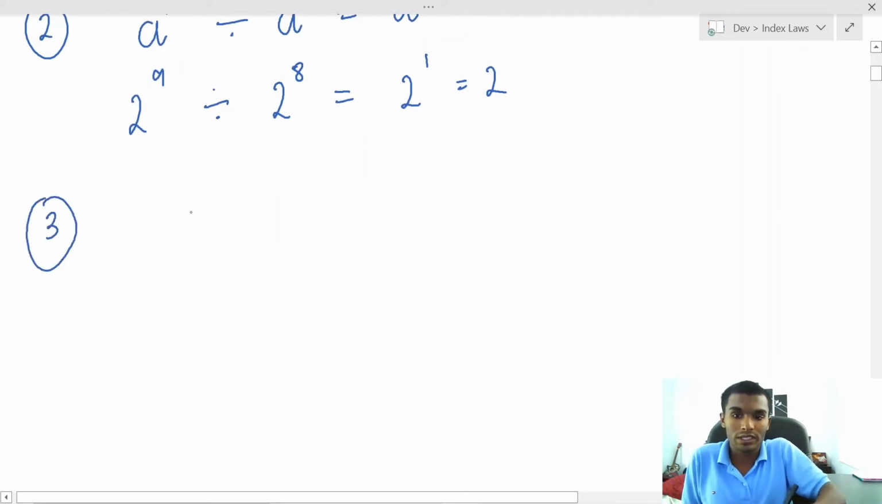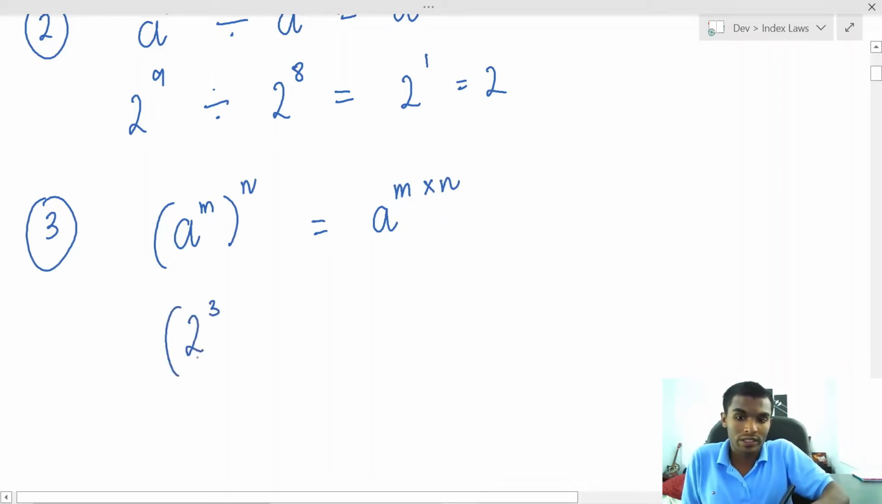The third rule is, if you have a to the power of m and you raise the whole thing to the power of n, it should be a to the power of m times n. For example, 2 to the power of 3, and if you raise this whole thing to the power of 4, it makes 2 to the power of 12.